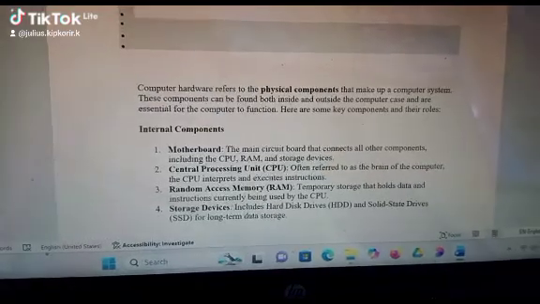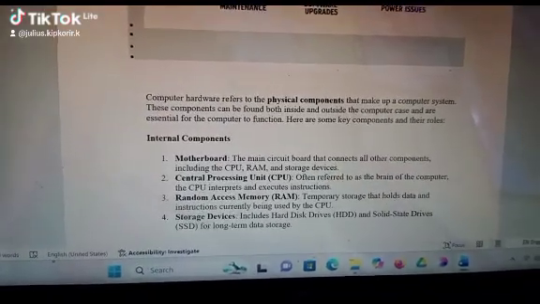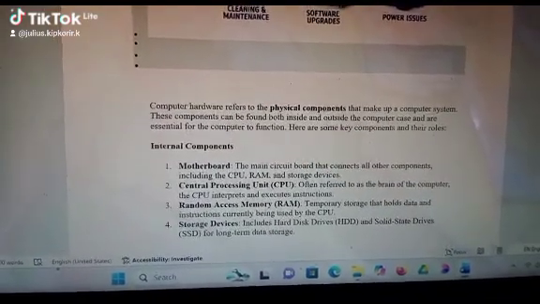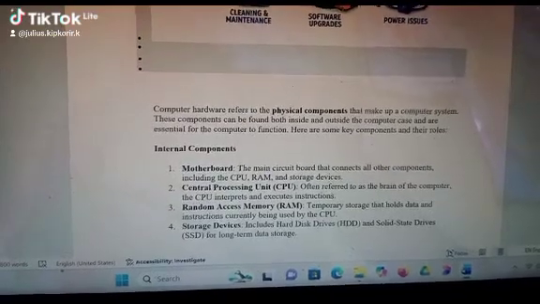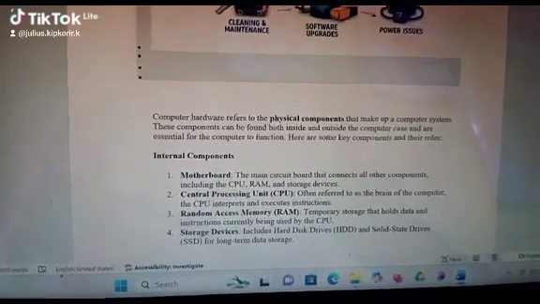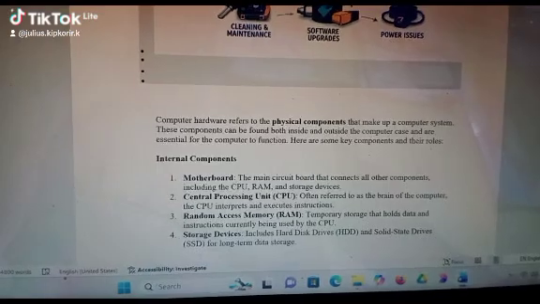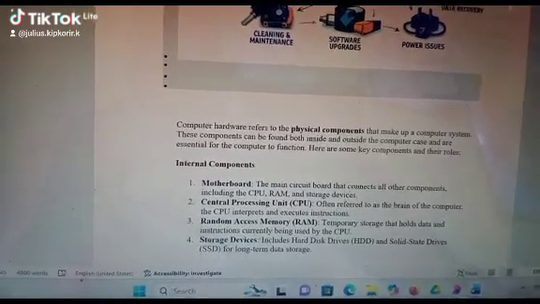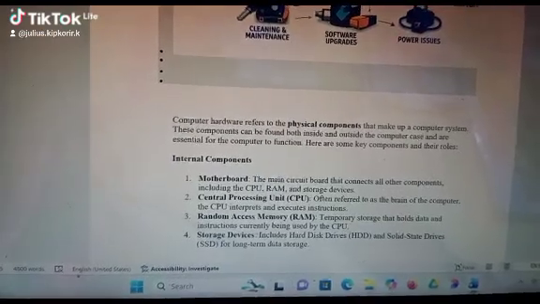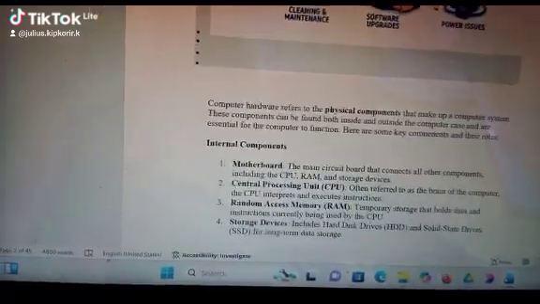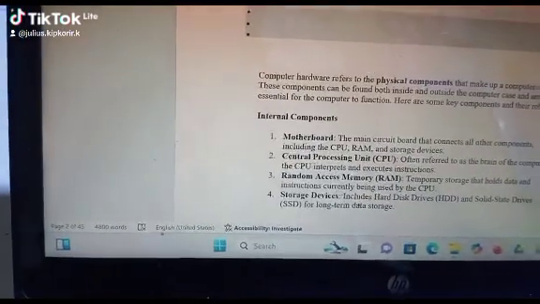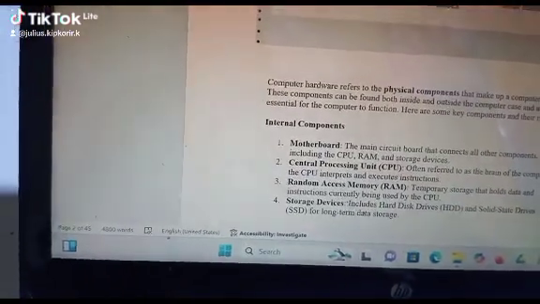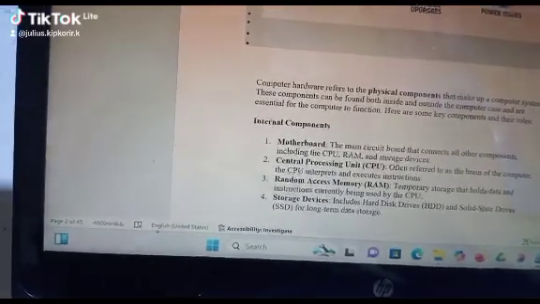So when it comes to computer repair hardware, we are referring to the physical parts of the computer that you can touch and you can see, those that are tangible. So physical, both electronic and mechanical devices that make up the computer. So it consists of the internal components and external. Some of the internal components include the motherboard, the central processing unit, the random access memory, and storage devices.